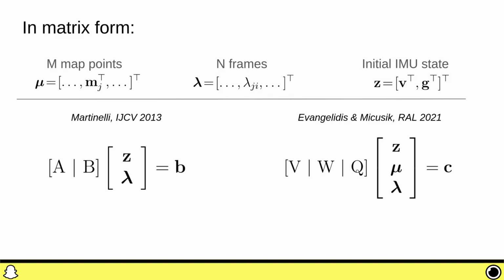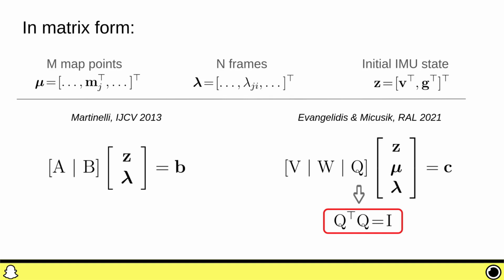Assume that m different points accumulated in the vector mu are seen at n different times by a moving camera. That is, the length of the lambda vector is m times n, and the Z vector denotes the initial IMU state. At first sight, we build a larger linear system because we have 3m more unknowns. However, the matrix Q has a uniquely defined structure with a nice property. It is a semi-orthonormal matrix.